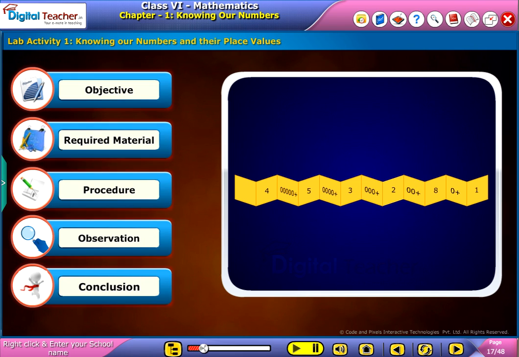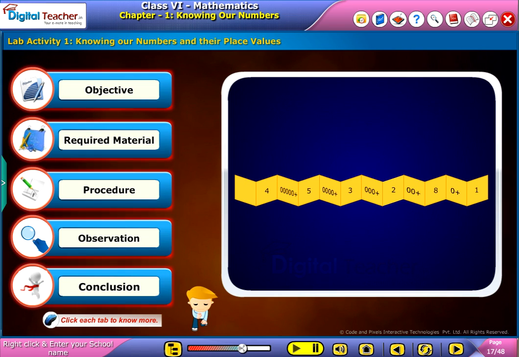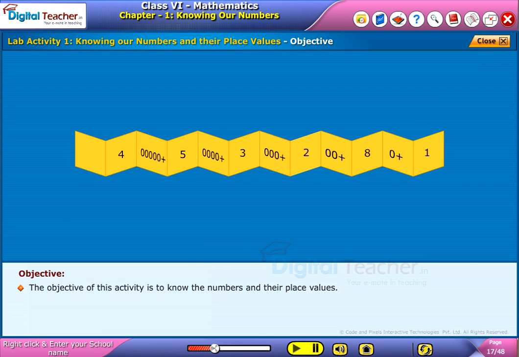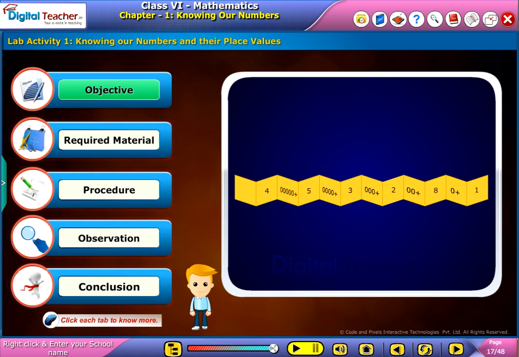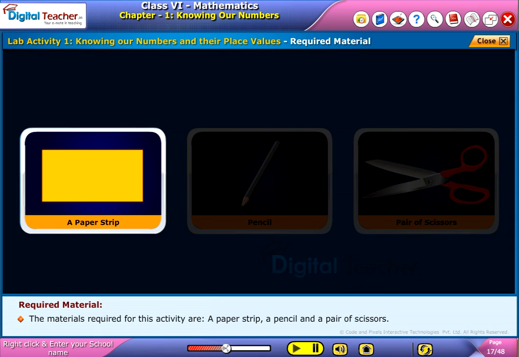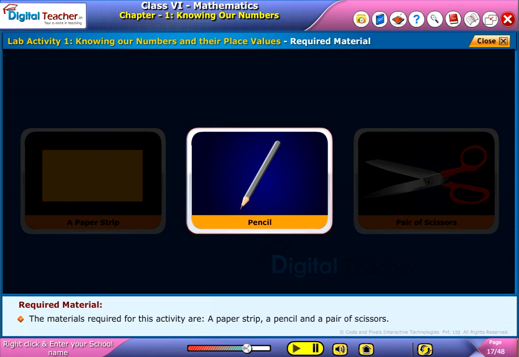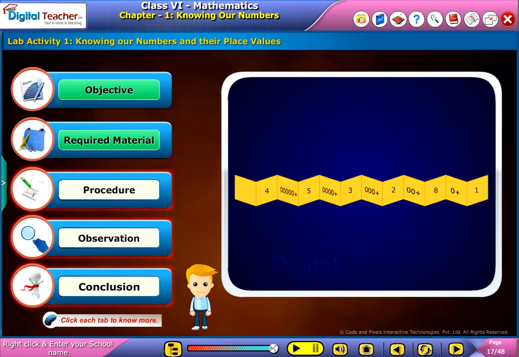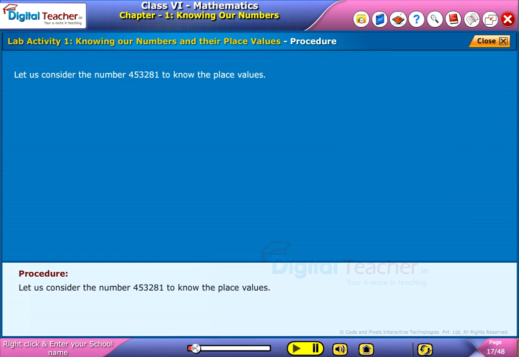Let us do a lab activity to know the numbers and their place values. Click each tab to know more. The objective of this activity is to know the numbers and their place values. The materials required for this activity are a paper strip, a pencil, and a pair of scissors. Let us consider the number 45328 to know the place values.